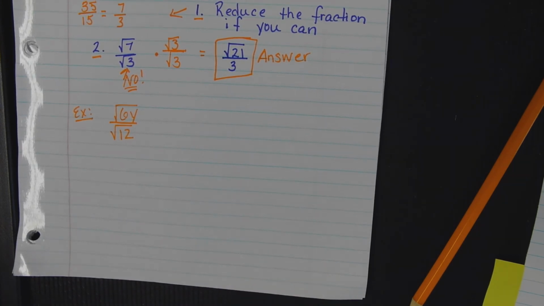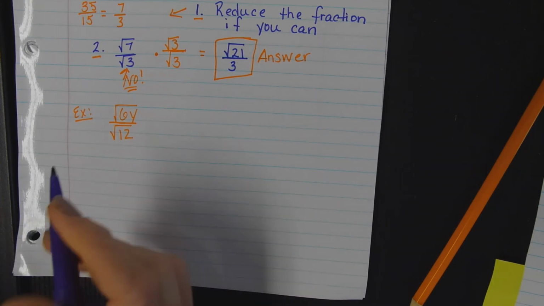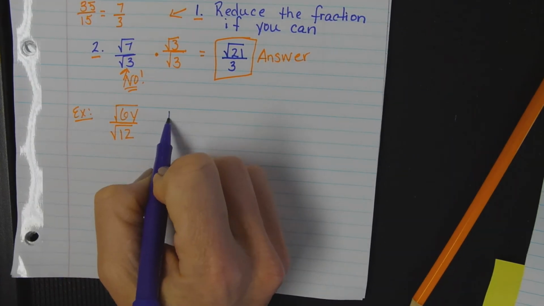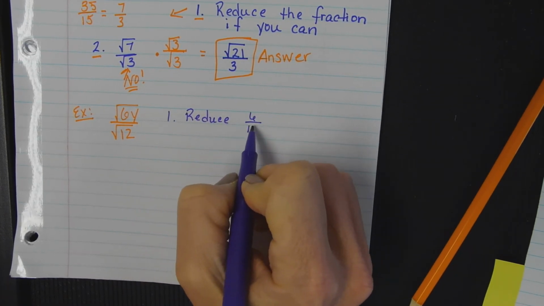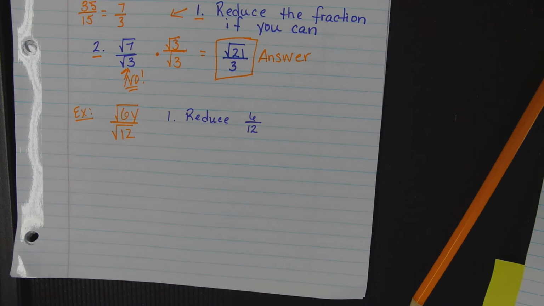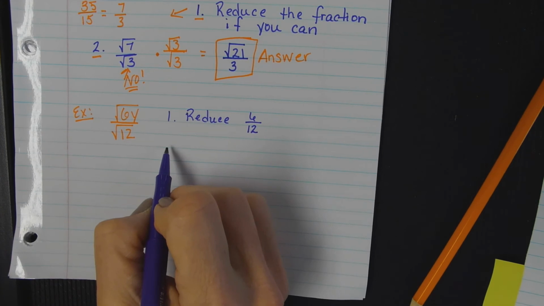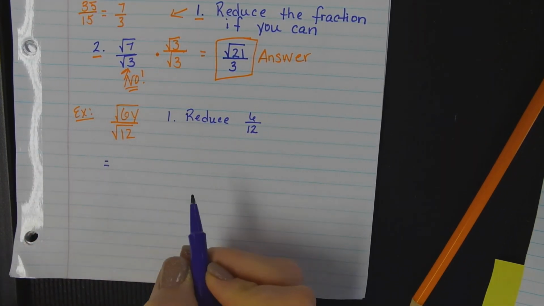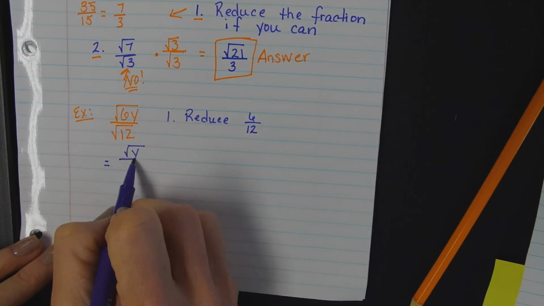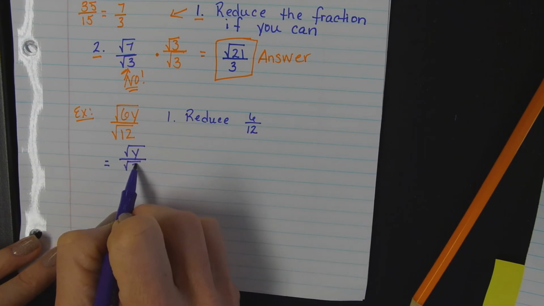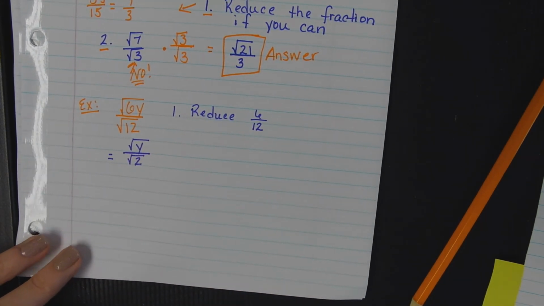Square root of 6y over square root of 12. First step is to simplify the radical. What's our fraction? What can we get rid of? Reduce the fraction. Reduce 6 over 12. You know that to be 1 over 2. We can do 3 over 6. So you're only left with square root of y over square root of 2. Good.